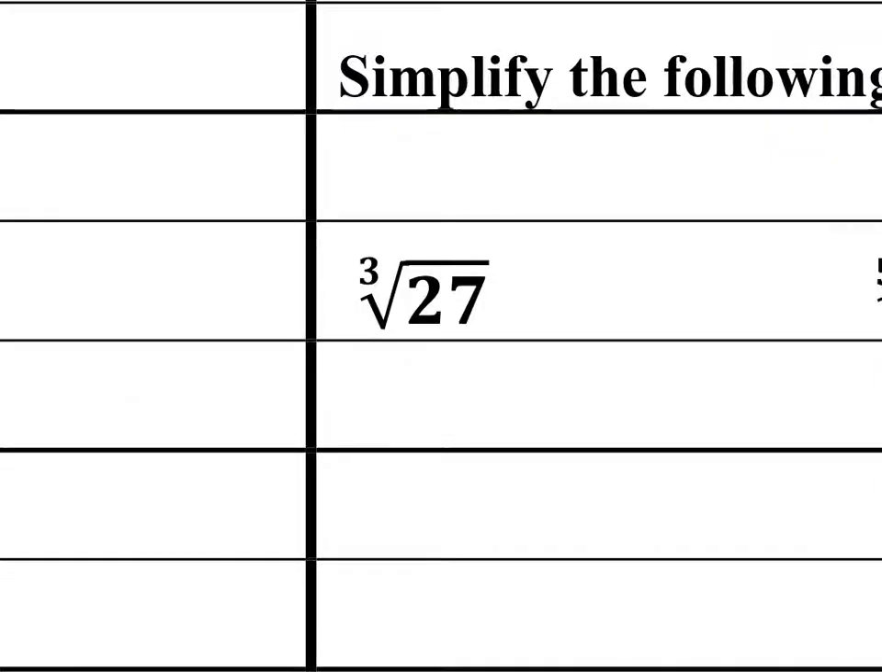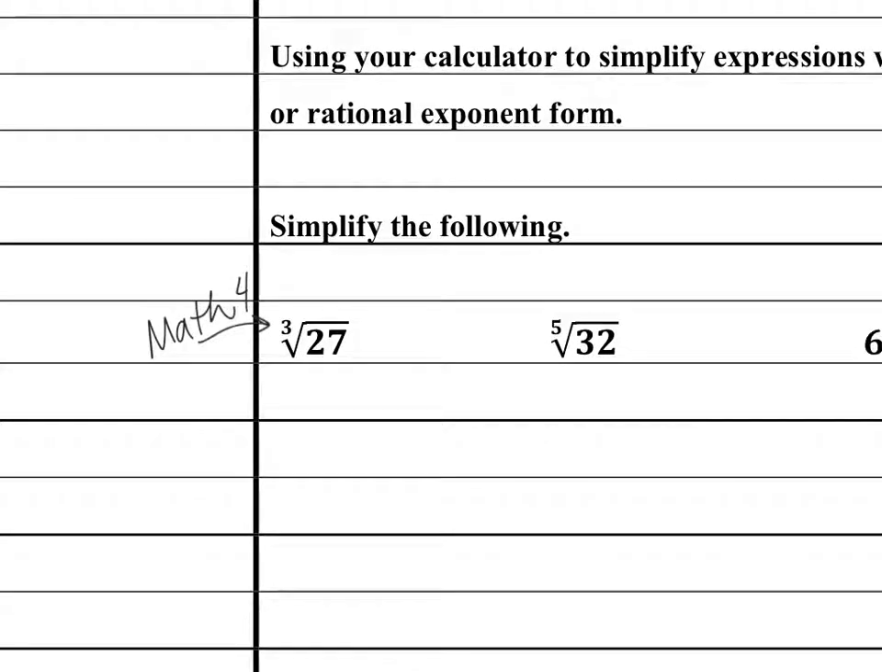Your calculator has a cube root button. It's math 4, but you don't have a 5th root button. So can someone raise your hand and give me a suggestion on how I should type 32 to the 5th root? Unless you can do it in your head, which would be nice. Emma? 32, yeah, to the 1/5 power.